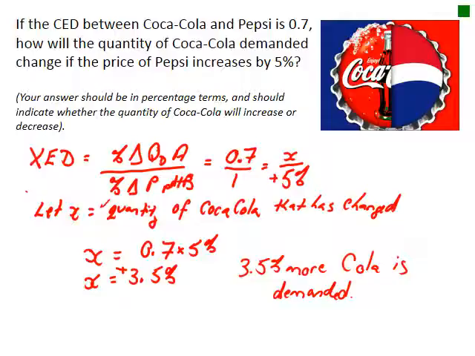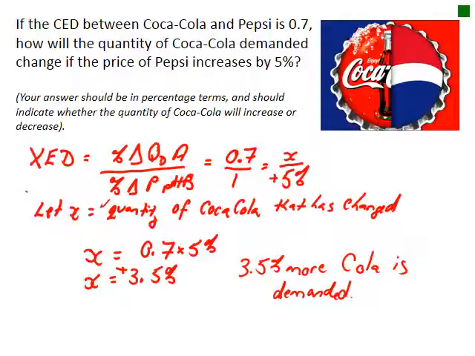So the cross-elasticity of demand is going to equal the percentage change in quantity demanded of product A over the percentage change in price of product B. Okay, so what's happening here? We know that this is going to be 0.7. I'll just put that over 1. And that's going to equal, so how will the quantity of Coca-Cola demanded change? So this is going to be our X. If the price of Pepsi increases by 5%.